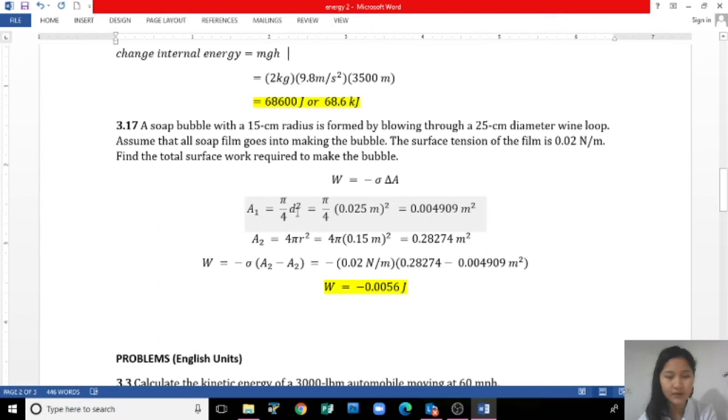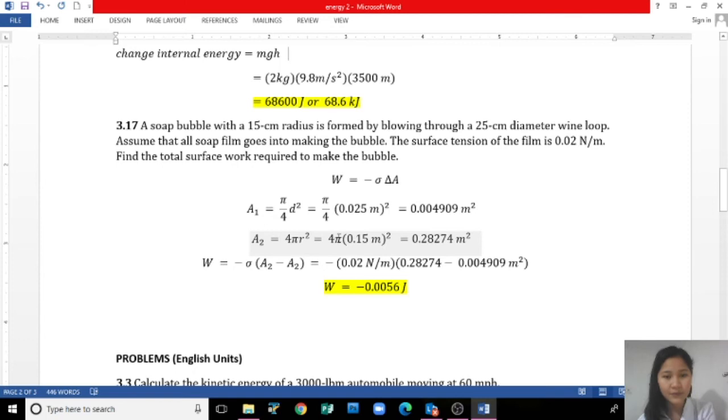So from the problem, the given diameter is 25 centimeters. So we have to convert this into meters. When we convert this into meters, it is equal to 0.025 meters. So performing the operation, the area 1 is therefore equal to 0.004909 square meter. And for the area 2, we have the formula 4 times pi times radius squared.